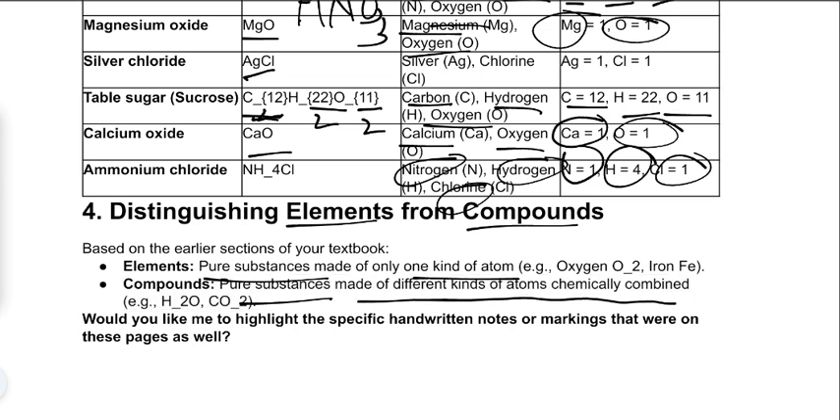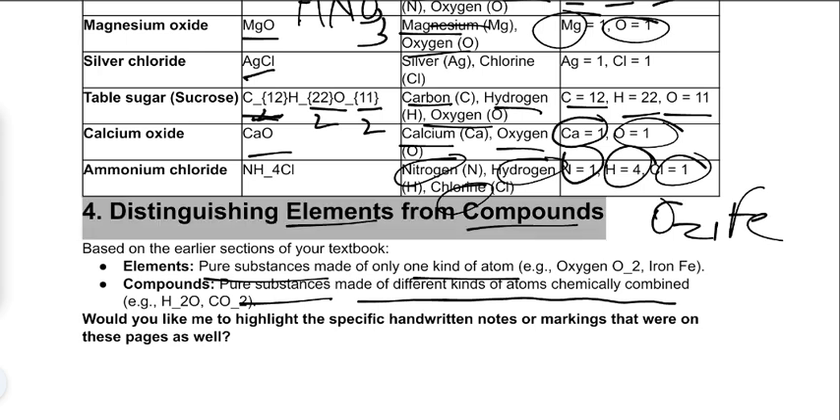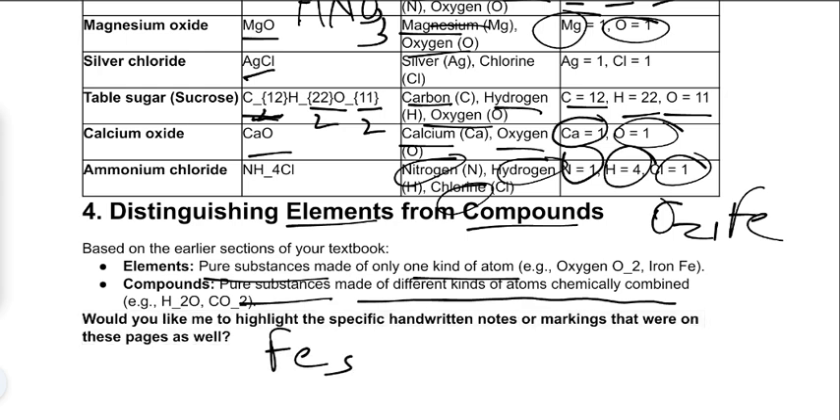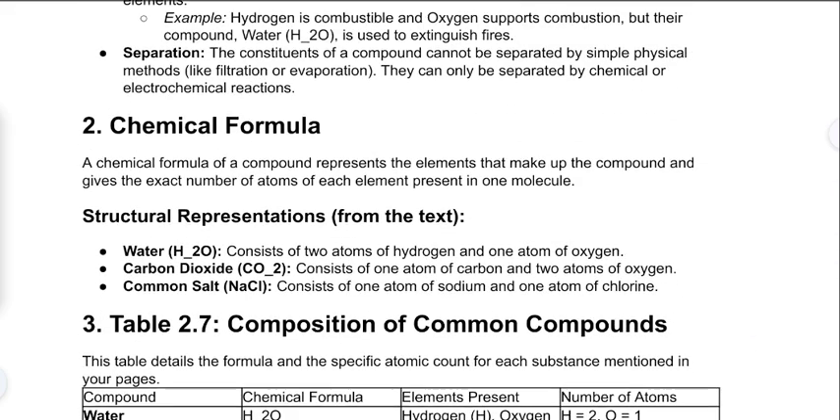See, in elements the atoms are not chemically combined, they are randomly used, like O2, ferrum, Fe. But whenever compounds are made, the atoms are chemically combined. For example, in iron sulfide, FeS, they are chemically combined. Only then can they be used as a compound. So this was all about compounds.